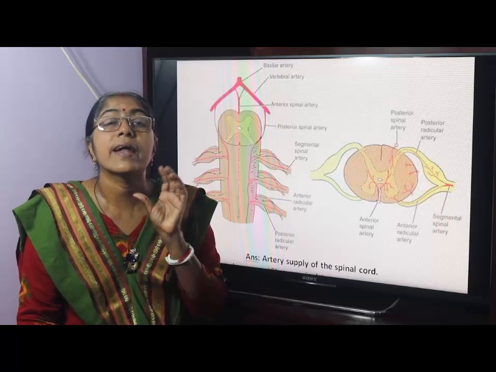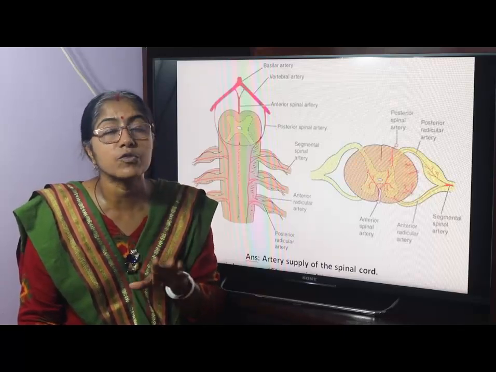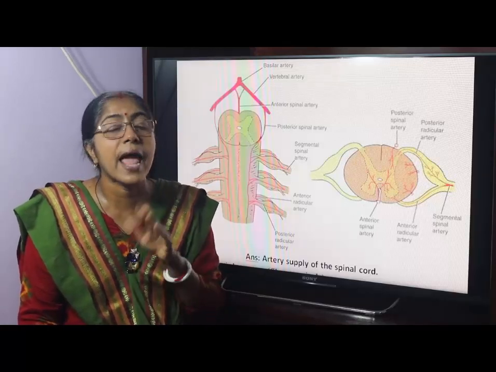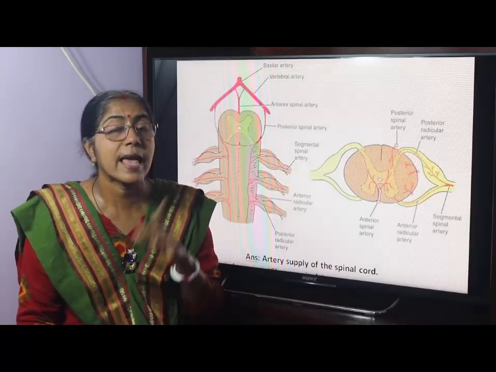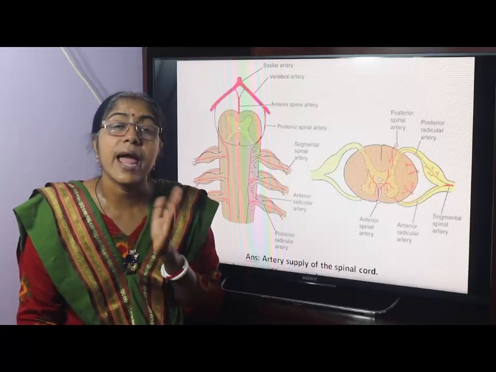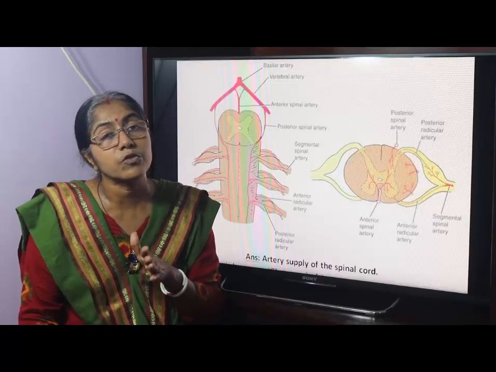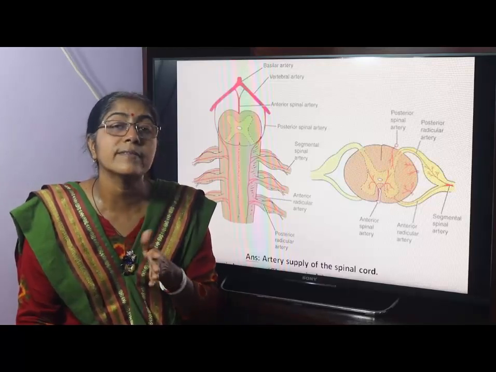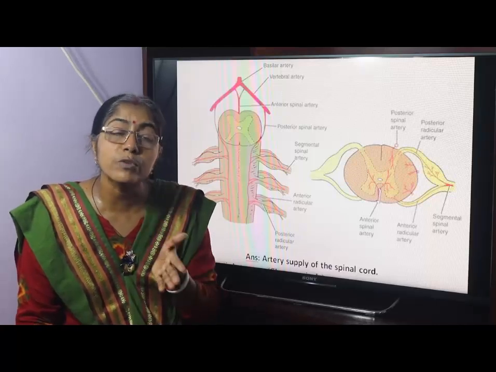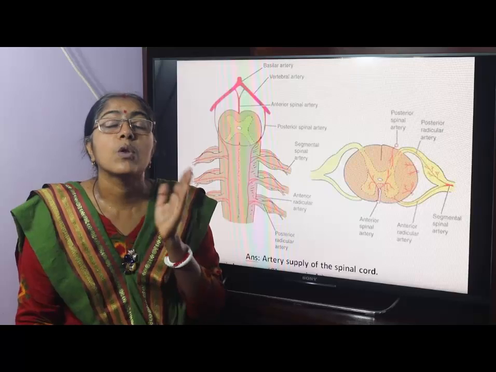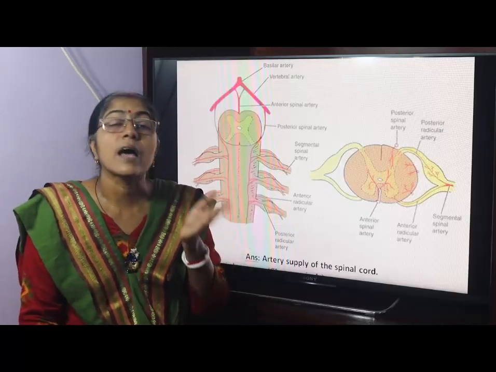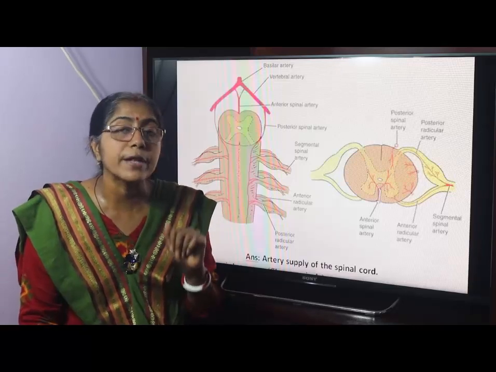Besides this, there are additional feeder arteries which anastomose with the anterior and posterior spinal arteries. Among them, one important artery is the great anterior artery of Adamkiewicz, which is also termed as arteria radicularis magna, which is the major source of blood supply to the lower 2/3 of the spinal cord. So this is the artery supply of the spinal cord.